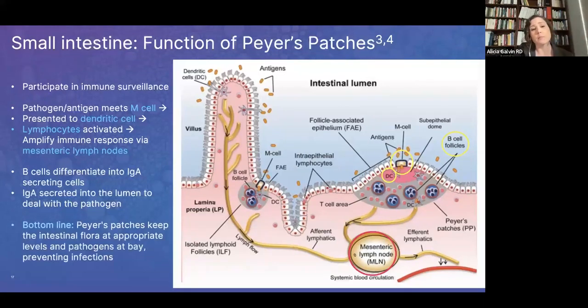And then the bottom line when it comes to these Peyer's patches, if you walk away with nothing else, is that they help to keep our intestinal bacteria at appropriate levels. They help to deal with pathogens and keep them at bay. And they also help to prevent infection. So this is why our small intestine has a much more robust immune system than what's found in the colon, because of what it has to do to differentiate what's coming in from the outside. Whatever we're breathing in, swallowing, ingesting, that's what these Peyer's patches are really dealing with.